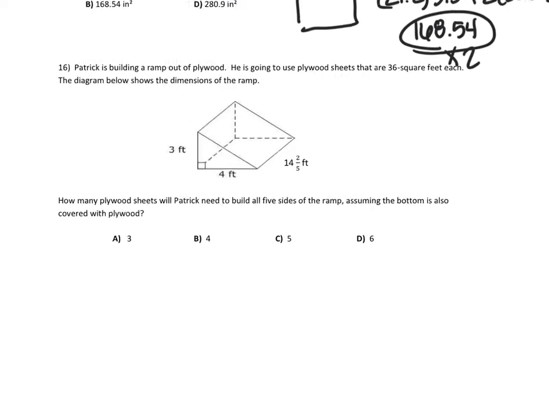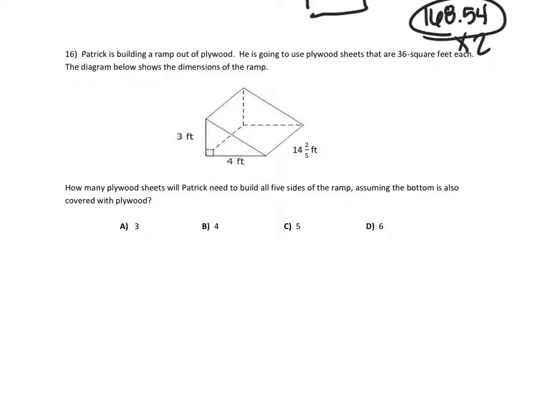Number 16, Patrick is building a ramp out of plywood. He's going to use plywood sheets that are 36 square feet each. The diagram below shows the dimensions. How many plywood sheets will Patrick need to build all 5 sides of the ramp? Okay, so we need total surface area. So perimeter times height plus 2 times B. Okay, perimeter is 4 plus 3. And we have to do a right triangle here. So this is going to be 5 because it's a 3, 4, 5 right triangle.